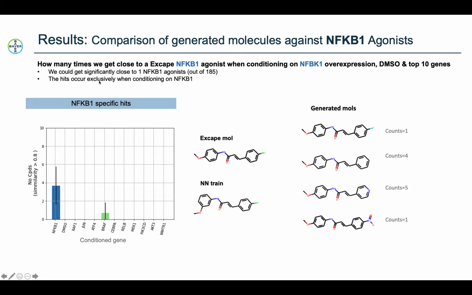And this hit happened only when conditioning on NF-kappa-B1. Here again, I show the ESCAPE molecule and the closest molecule in the training set. And we can see that we again had a very similar molecule in the training set. And if you look at the generated molecules, you can clearly see how the model is interpolating between chemical structures.